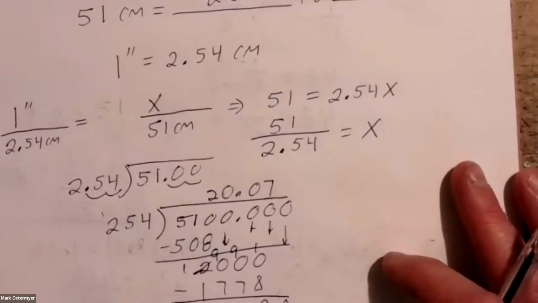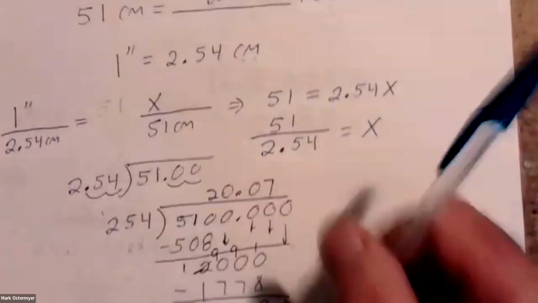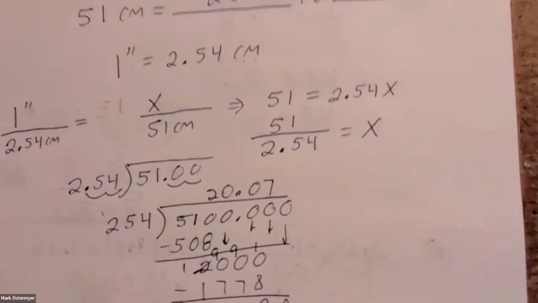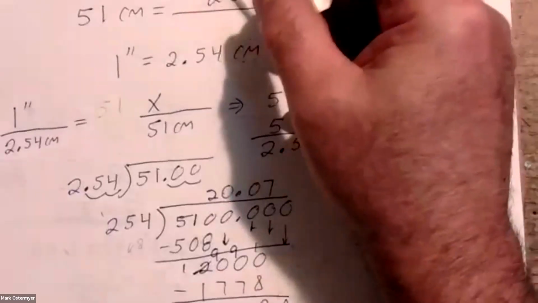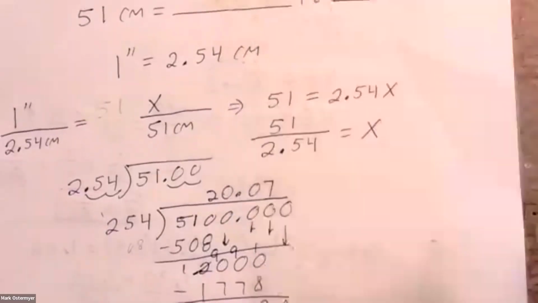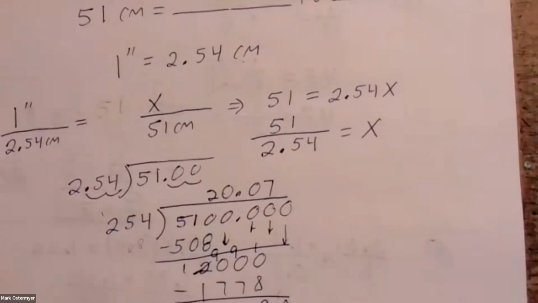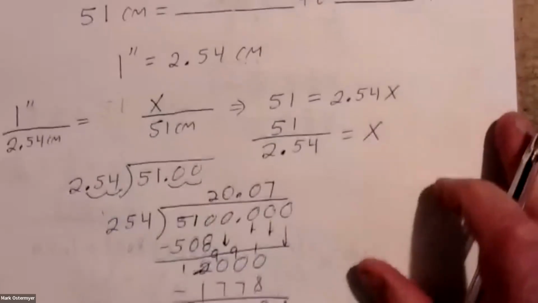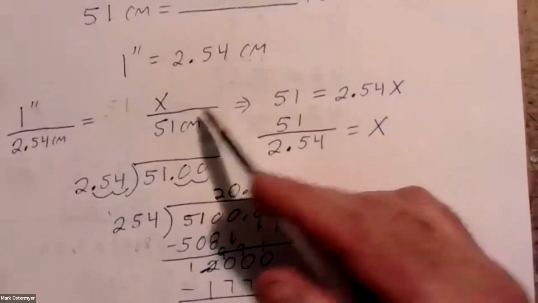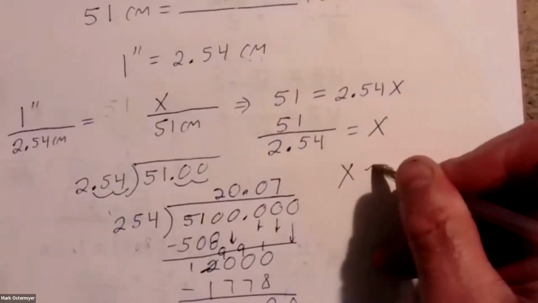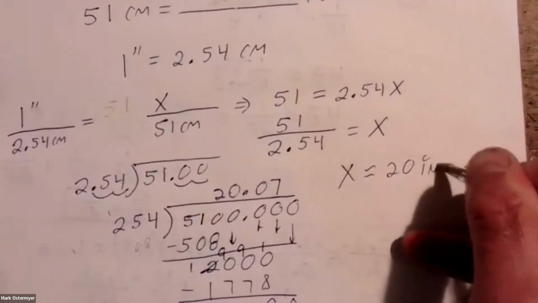Okay, let me think here. No. This would be 20 inches, correct? It's not 20 feet. This is 20 inches. Well, how many feet are in 20 inches? What is the question? Because we solved this proportion for X. X is what? Inches, right? So X is equal to about 20 inches? Yes.